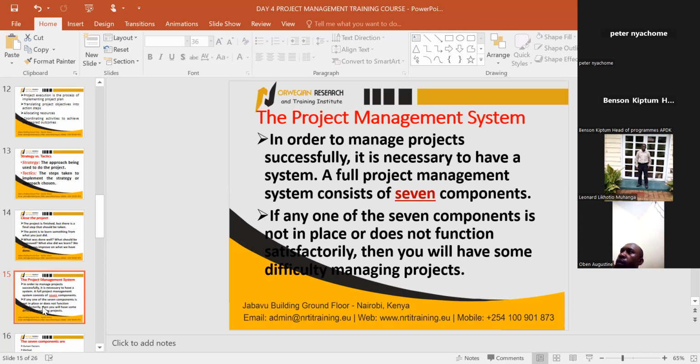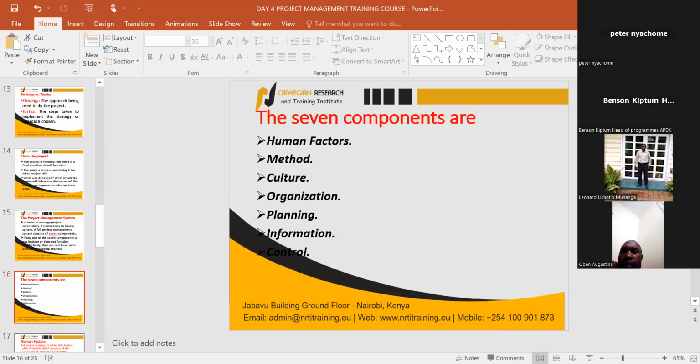Project management system, this is something latest, and we adopt technology in project management, and that simply requires that each and every project manager must be conversant with the technologies involved in his or her area. And in order to manage projects successfully, it is necessary to have systems. A full project management system consists of 7 components. If any one of the 7 components is not in place or does not function satisfactorily, then you will have some difficulty managing the project. So these are the systems: human factors, methodologies, the culture.